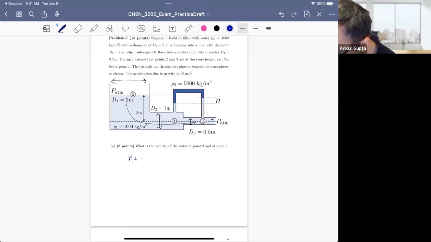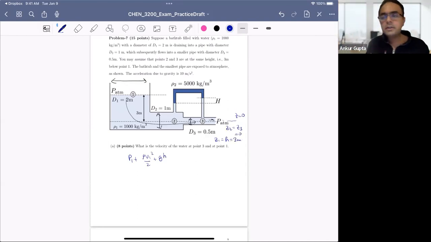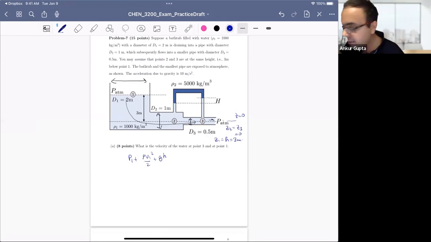P1 plus rho V1 square by 2 plus GH. So I will use this height to be Z equal to 0. So Z2 equal to Z3 equal to 0, and Z1 is equal to H, and this is equal to 3 meters. Okay. I generally don't like to put the numbers right away, so I'll just keep it as H for a while.